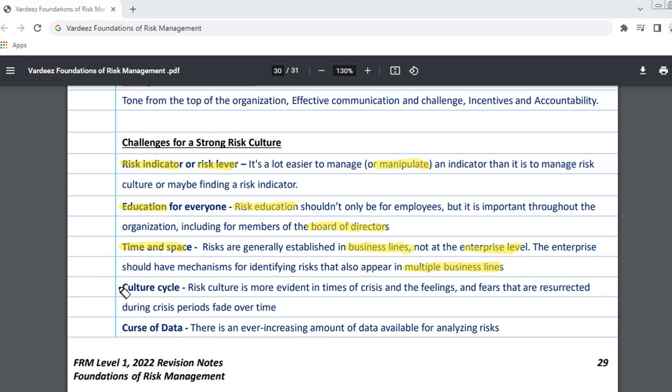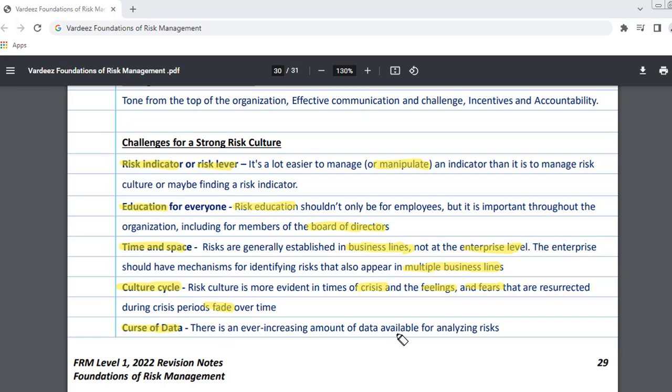So have a mechanism in place so that they can identify the risk that can be seen across the business lines. Talking about the cycle of the culture, what we are saying is risk culture has a particular cycle. It's more evident in times of crisis, and the feelings and the fears that we see during a crisis period actually fade over time. So the risk culture has its own cycle, and this could be one of the challenges as well.